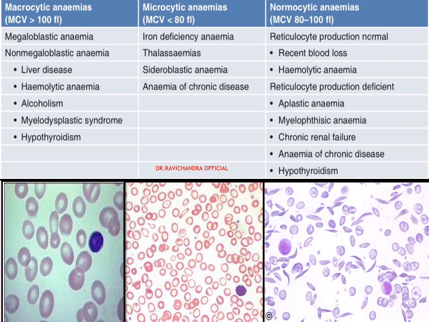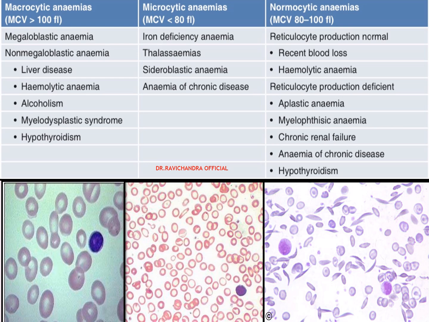For macrocytic anemias, you can remember the mnemonic A, B, C, D, E, F. A for alcoholism, B for B12 deficiency, C for cirrhosis of liver or liver disease, D for drugs like phenytoin, methotrexate, and other drugs, E for endocrine problem, that is hypothyroidism, F for folic acid deficiency.